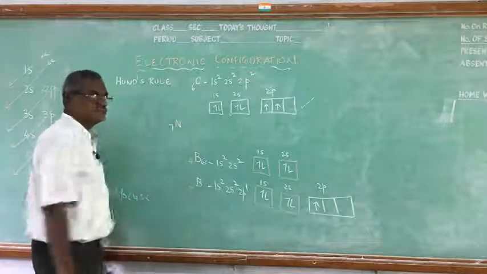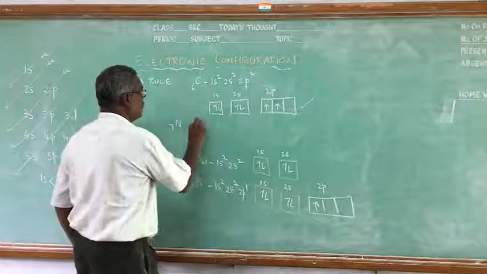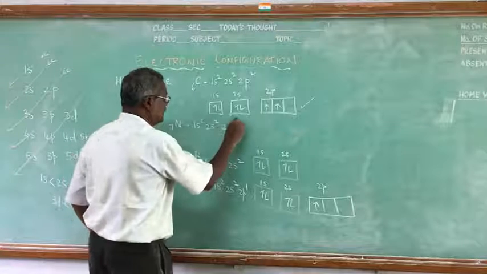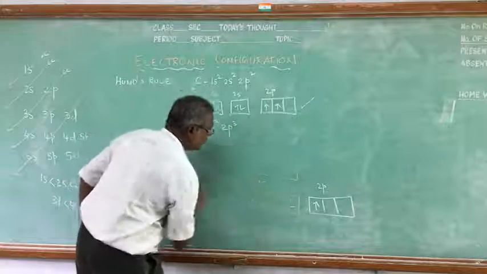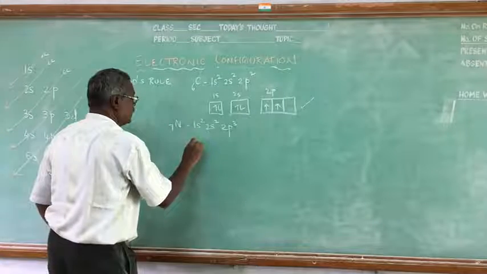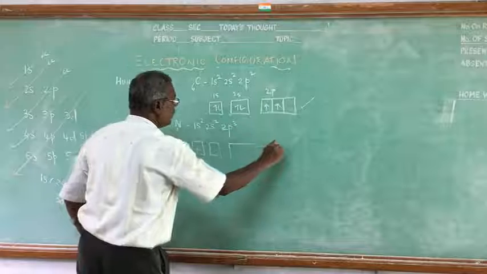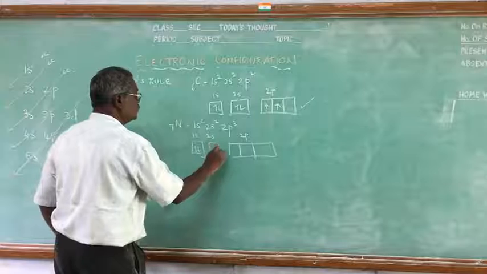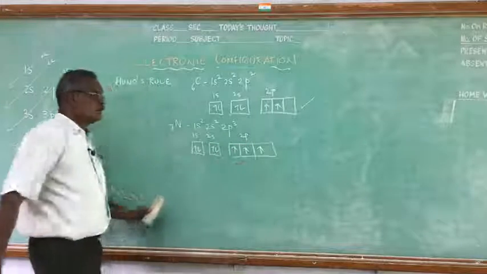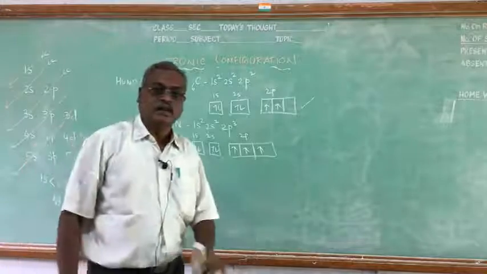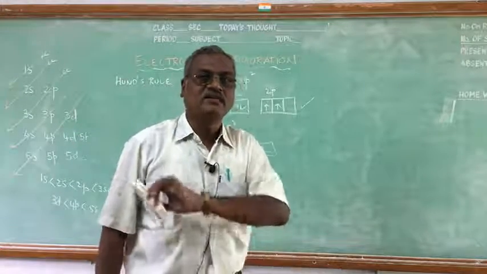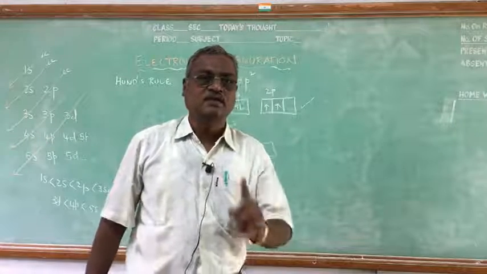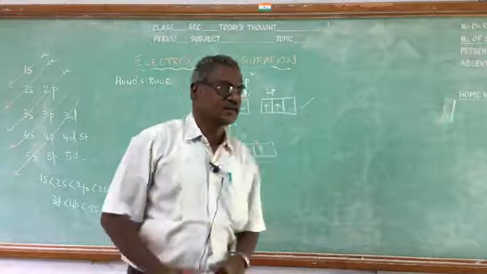Similarly, nitrogen, 7. So 1s2, 2s2, you should not put any comma, nothing, just 2p3. For the box diagram, you have to put the boxes for the p orbital like this: 1s, 2s, 2p. Electrons will never pair. Hund's rule can be said like that: electrons never pair until each equivalent orbital gets 1 electron each.